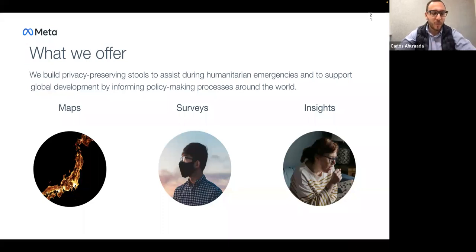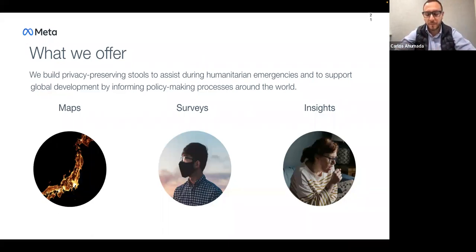So what are the tools that we offer? We build privacy-preserving tools to assist during humanitarian emergencies and to support global development by informing policymaking processes around the world. While before we were trying to focus much more on humanitarian emergencies, we're now moving into a new era in Data for Good to proactively support governments and researchers in policymaking, research and work. So we have three different kinds of tools. You can see our tools grouped in three main buckets. The first one is maps, the second one is surveys, and the third one is insights.